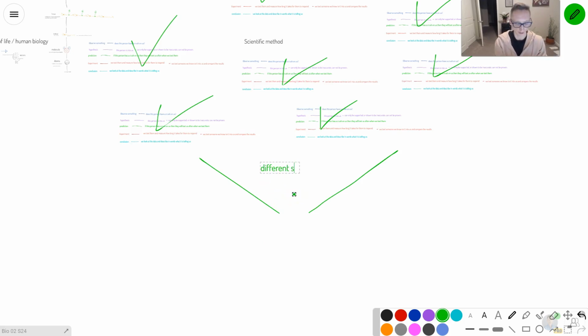Different scientists support the same hypothesis with different experiments over many years. If this happens, a very special thing in science happens. This is all distilled down into something called a theory.